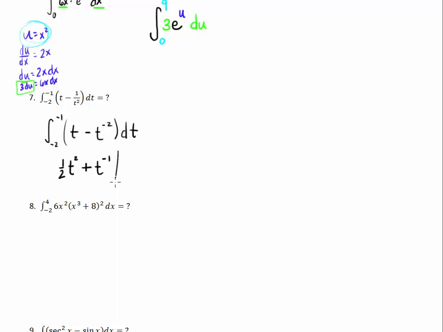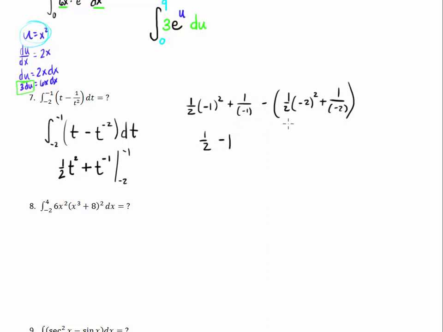Now we're going to evaluate it from negative 2 to negative 1. So we do top down first. So we've got 1/2 negative 1 squared plus, and because I like evaluating negative exponents, I like changing them back to positive exponents. I'm going to change this guy right here back over to 1 over t instead of t to the negative 1. So this is going to be 1 over negative 1 minus 1/2. This time we're plugging in negative 2. We get negative 2 squared plus 1 over negative 2. Negative 1 squared is positive 1. Positive 1 times 1/2 is 1/2.